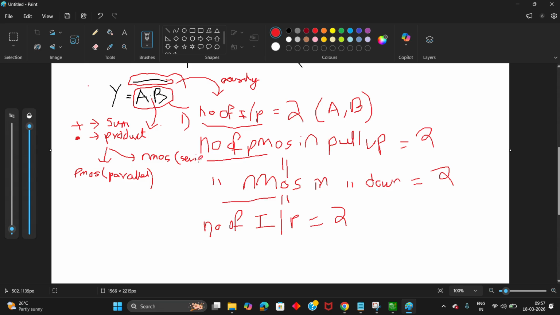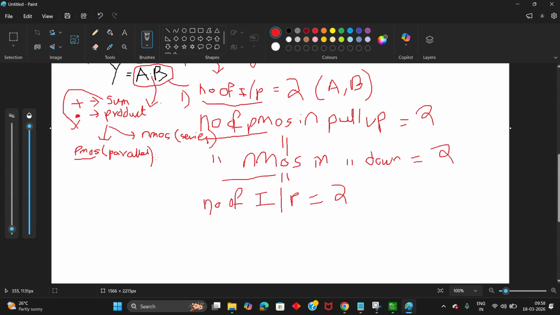If you have the summation operation, then it will be reverse. PMOS transistors in the pull-up network will be connected in series, and NMOS transistors in the pull-down network are connected in parallel. Okay, now you got the basics of how to design the circuit.